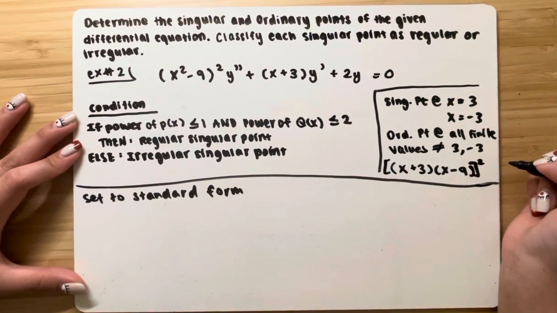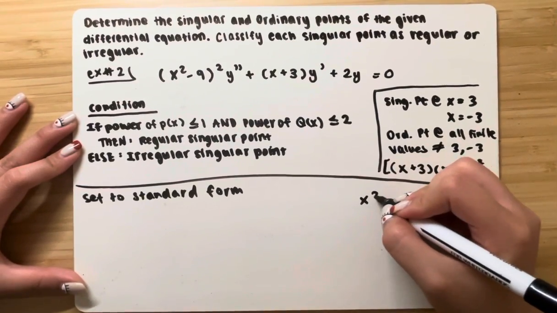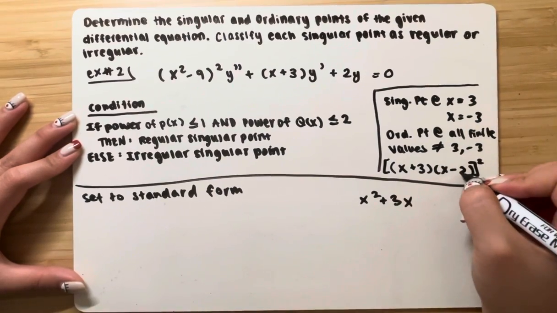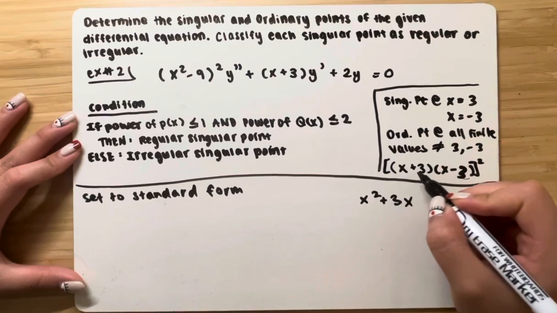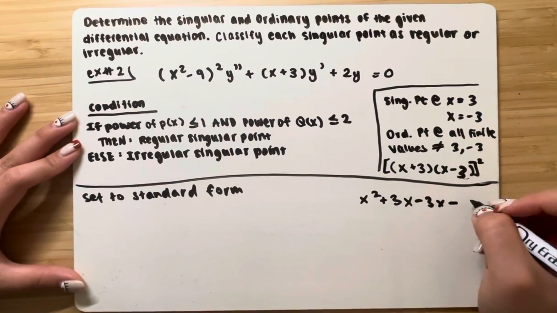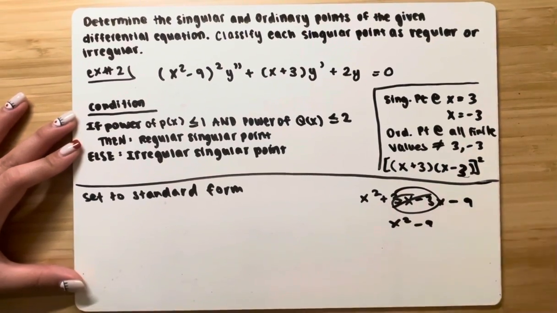Does it really work? We can try factoring it out. We can try distributing. So you have x squared plus 3x minus 3x minus 3 times 3 is 9. So this cancels out. You are left with x squared minus 9.